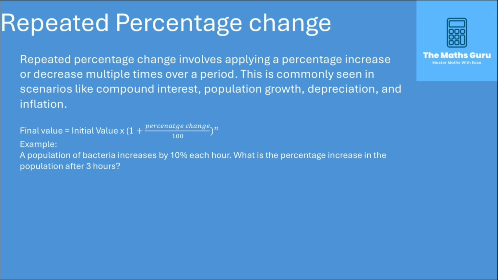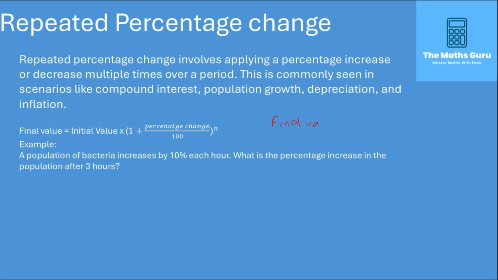So looking at the formula, we have that the final value is equal to the initial value times by our percentage multiplier. And if you remember my compound interest video, you'll remember how we harked on about our percentage multiplier questions. So our percentage multiplier goes as follows: 1 plus the percentage change over 100, and this whole thing is to the power of n.